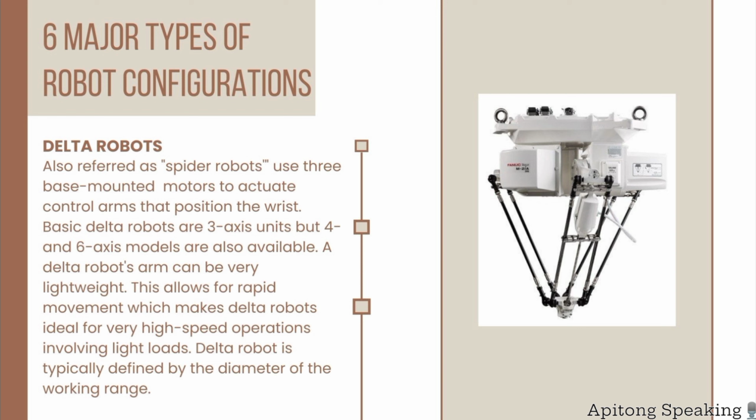A Delta robot is typically defined by the diameter of the working range. So Delta robots are mainly used in applications wherein the robot is picking products in groups and placing them in a container or in an assembly pattern. Another description is that the name Delta from the Delta robot comes from its upside-down triangular shape. As you can see in the picture, you can see its triangular shape. That is why it is called the Delta robot.